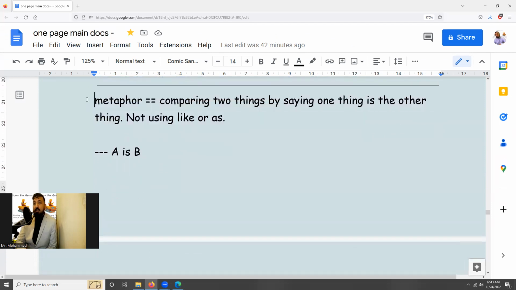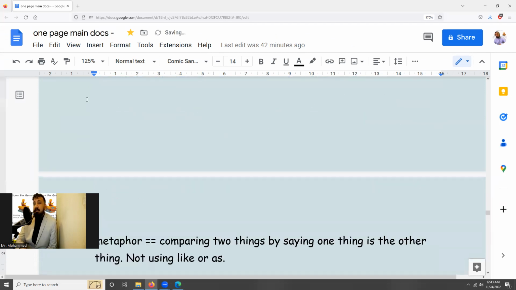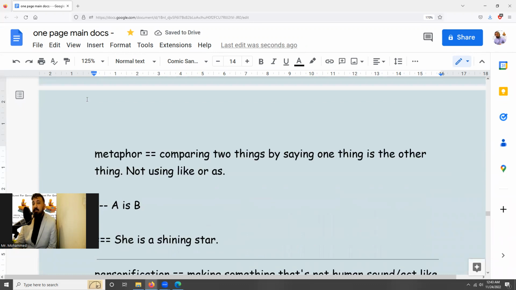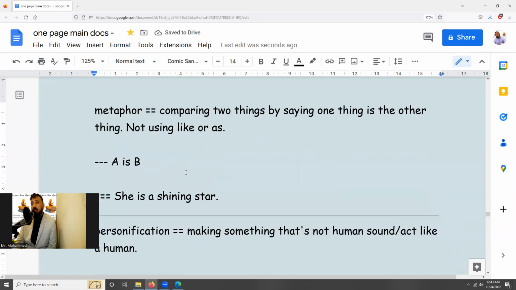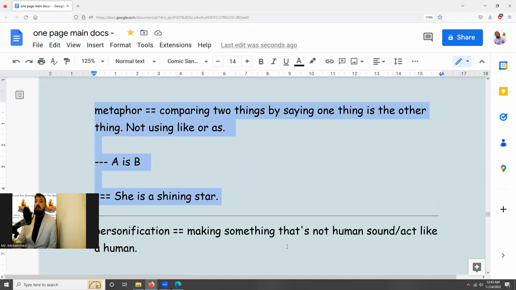Now, the next thing that we're going to look at is going to be metaphors. Okay, now a metaphor is when you compare two things. So you see, we're talking about comparisons. So when you compare two things by saying one thing is the other thing. Okay, so it doesn't use like or as. A metaphor is like the stronger version of a simile. Think about it like that.